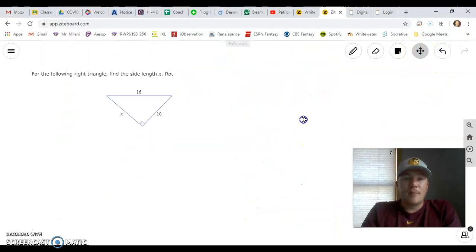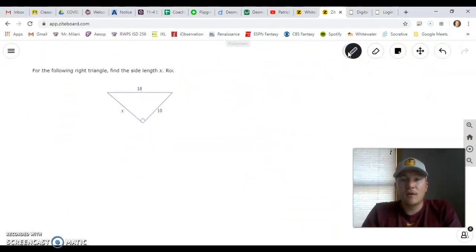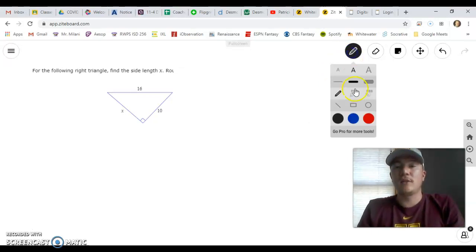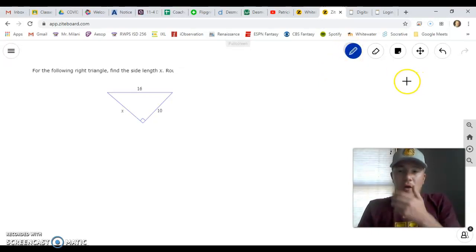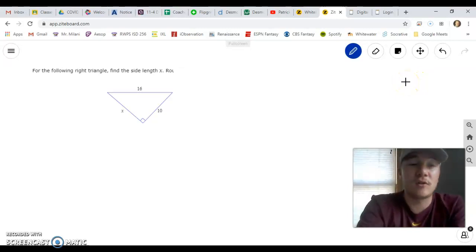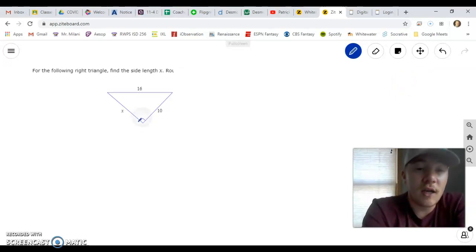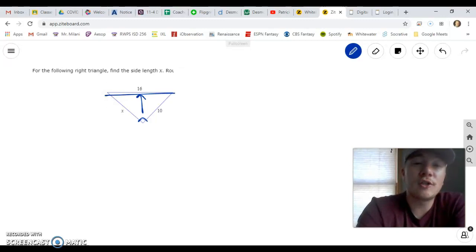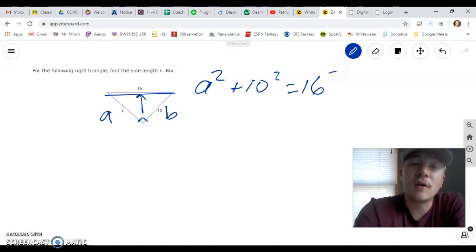It doesn't matter which one you call A, which one you call B. So let's go to another example. Here I like to just keep it the same every time. I always call my missing leg A. You could always call it B, or you could alternate. Since the right angle is straight across from that 16, that's your hypotenuse. So your equation is going to say, I'm going to call this one A and this one B, A squared plus 10 squared equals 16 squared.